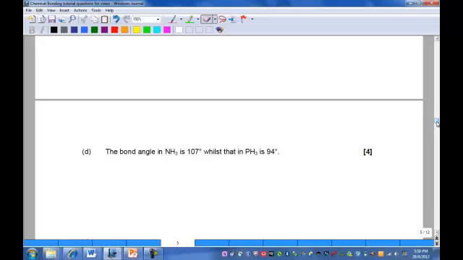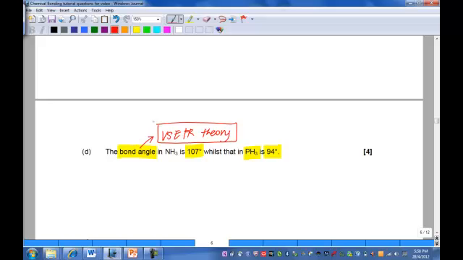For question 8D, it should be more straightforward because the question talks about the bond angle in NH3 being 107, but in PH3 it is 94. So if you think of what you've learned before, bond angle, all these come under a theory. What is that? The VSEPR theory. Correct? So that means in your entire answer, you need to explain the VSEPR theory in the format that you always write it out. And then from there, you will need to explain why there is this difference.